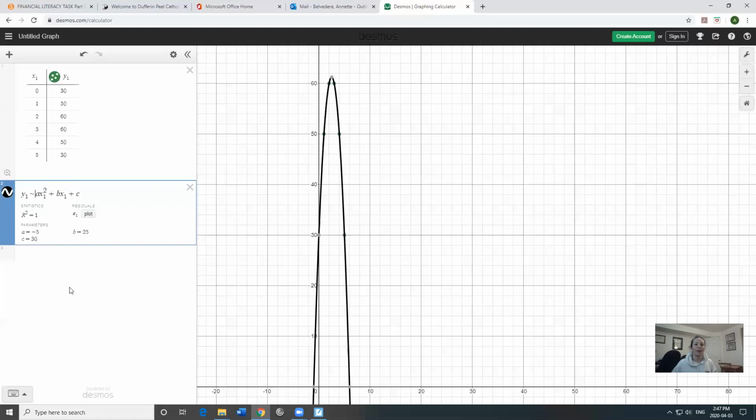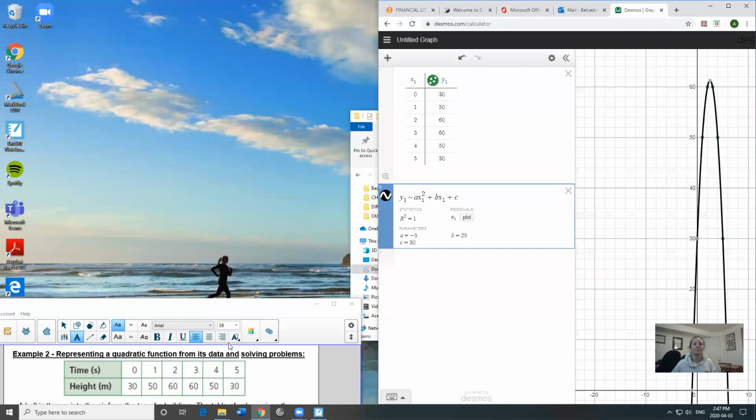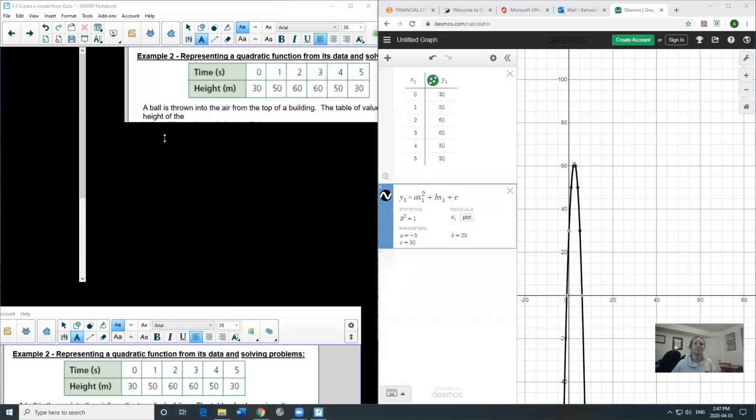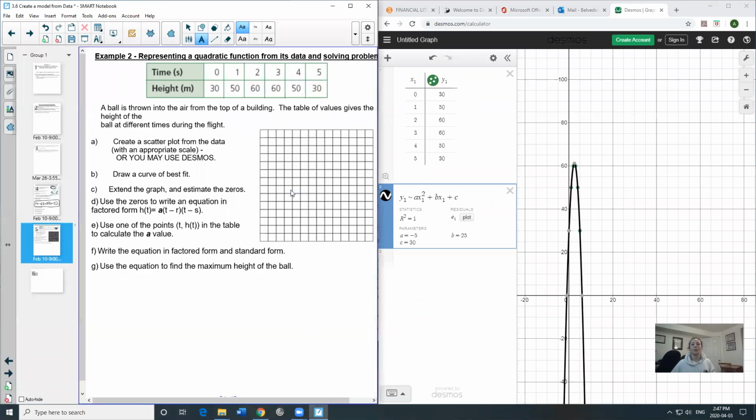Okay, so I'm going to write this down. I'm going to slide this over. Let's slide this over. Okay, and we'll just put this one down. I'll use my writing tool. There we go. So y equals ax squared plus bx plus c. This is our standard form.